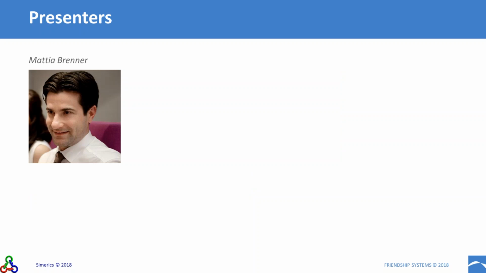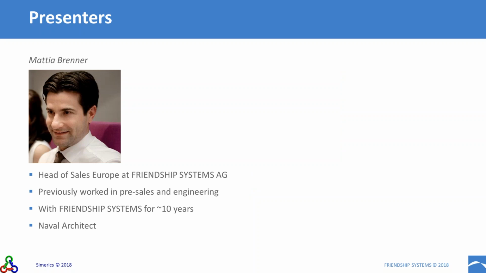Finally, myself, I'm Matthias Brenner from Friendship Systems. I'm currently the head of sales for Europe at Friendship Systems. Before that position, I worked in pre-sales and engineering here in the company, so I have done a lot of work with our software and on the applications that we work on. I've been with Friendship Systems for 10 years now. Originally, I'm a naval architect, so something slightly different than the applications we're talking about today.